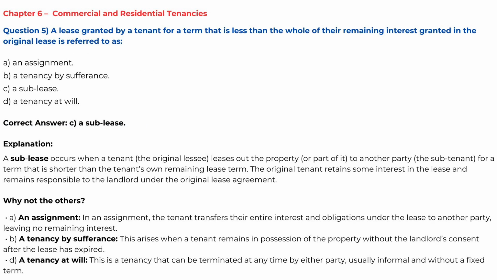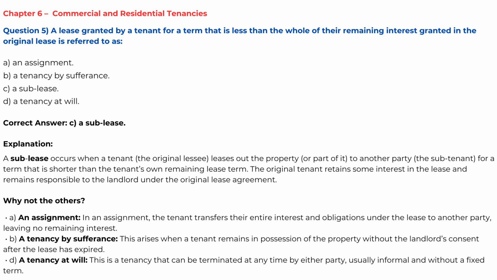Question 5. A lease granted by a tenant for a term that is less than the whole of their remaining interest granted in the original lease is referred to as, correct answer, C. A sublease. Explanation. A sublease occurs when a tenant, the original lessee, leases out the property, or part of it, to another party, the subtenant, for a term that is shorter than the tenant's own remaining lease term. The original tenant retains some interest in the lease and remains responsible to the landlord under the original lease agreement.